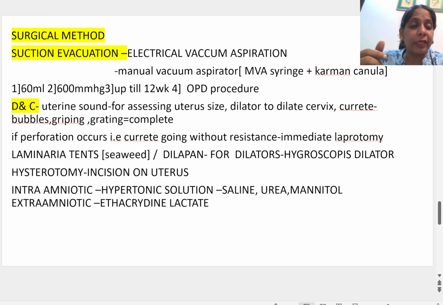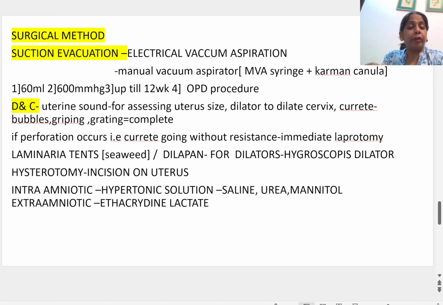Okay, so grating is something like this. See, if it is empty, then this is grating. So grating, bubbles coming out of the uterus, gripping of the curette by the uterus, and grating sound: all these are the indications that the D&C is complete.